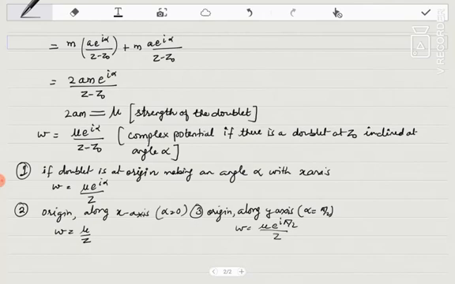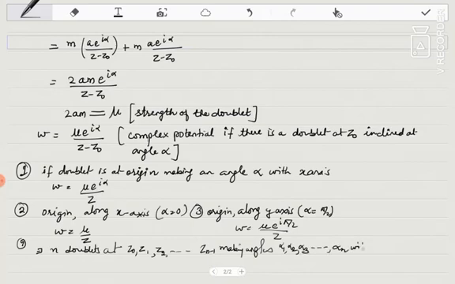In this way you can make different ones. Now as I told you, there can be more than one doublet. So suppose there exist n doublets at z0, z1, z2 to z n minus 1, doublets at these many points, making angles alpha 1, alpha 2, alpha 3 to alpha n with x axis. Then what will happen? W will be the combination of these n complex potential functions.